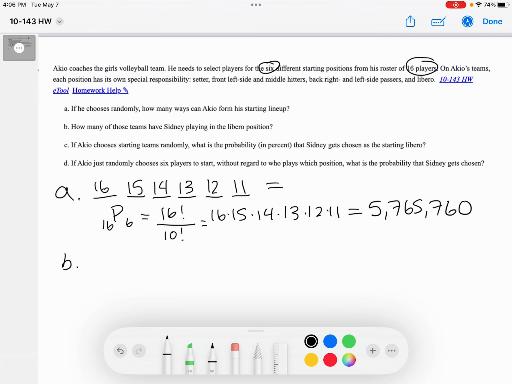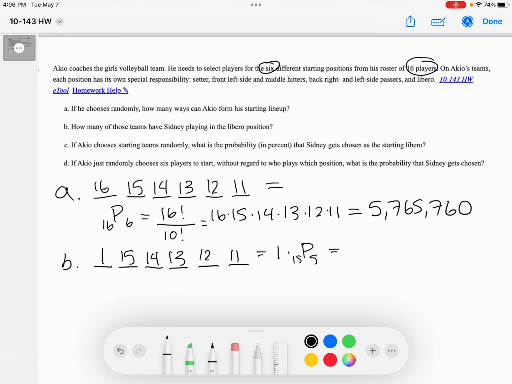Okay, in part B, how many of those teams have Sydney playing in the libero position? Well, let's think about this. How many ways could he choose Sydney to be the libero? 1, right? That's it. Sydney's the libero. Then he has 15 ways left that he could choose the next spot, and then 14, and then 13, and then 12, and then 11. That would be the same as 1 times 15 choose 5.